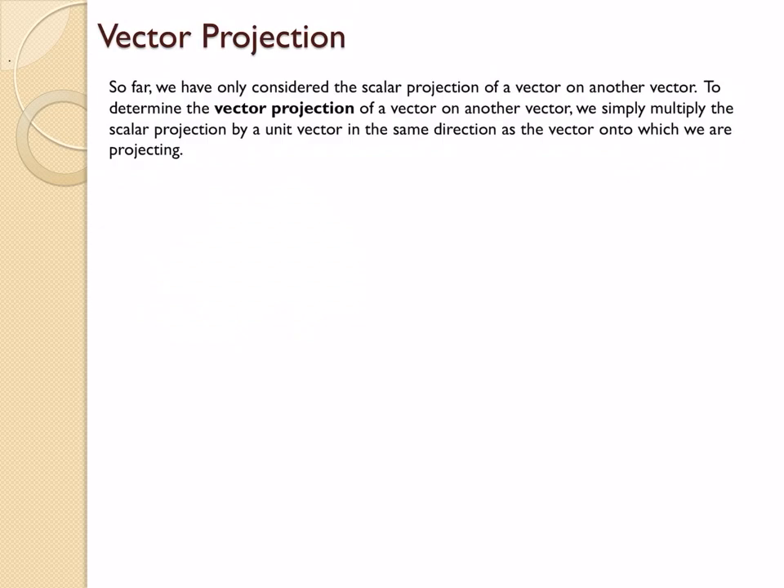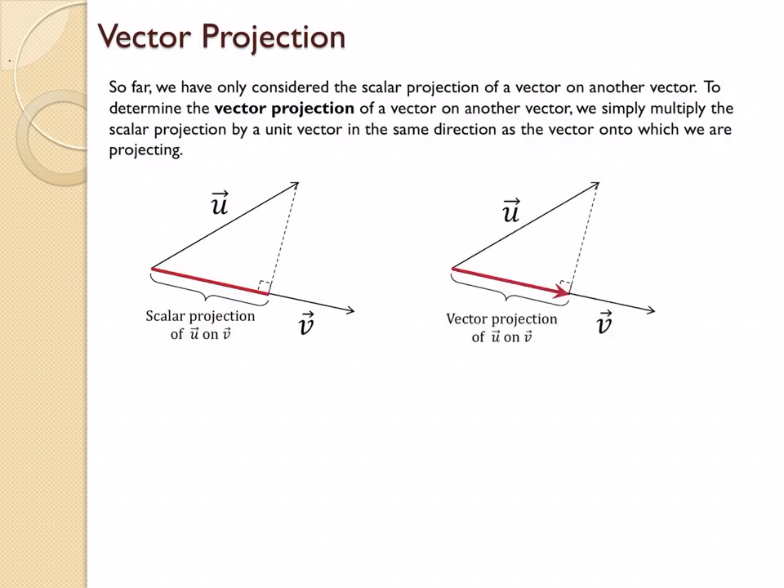Now vector projection. The only difference here is we're going to turn the scalar projection into a vector, and let me show you what I mean by that. We simply multiply the scalar projection by a unit vector in the same direction. So here's the scalar projection. This is the picture from earlier, and notice it's just a red line. There's no arrow on it. We were just finding the length of that shadow.